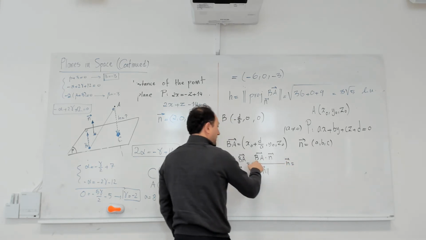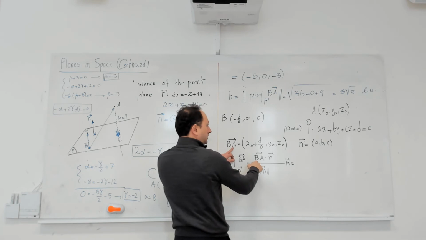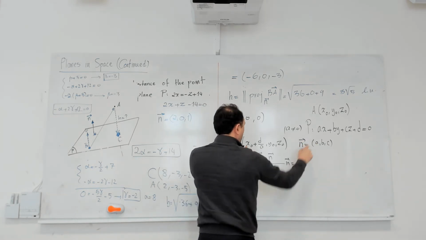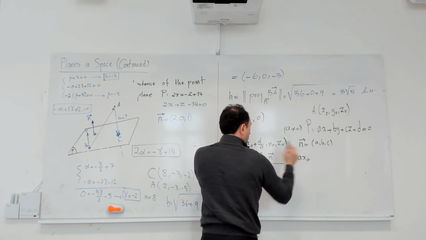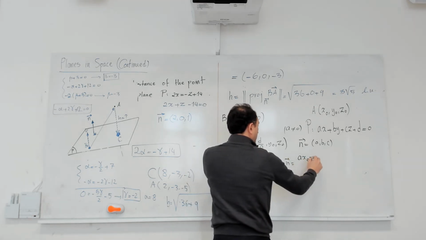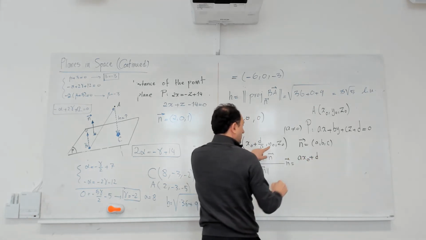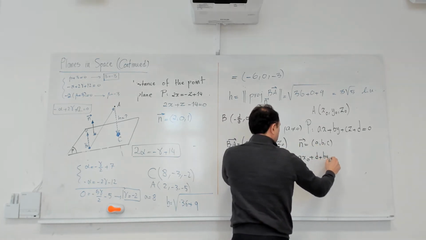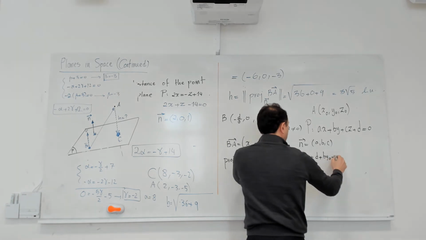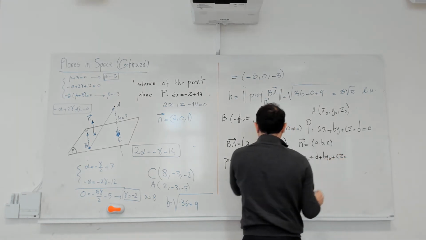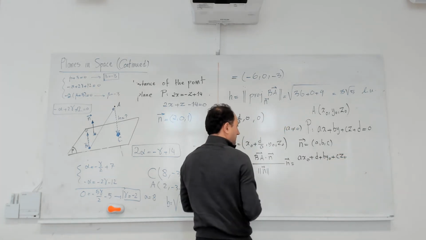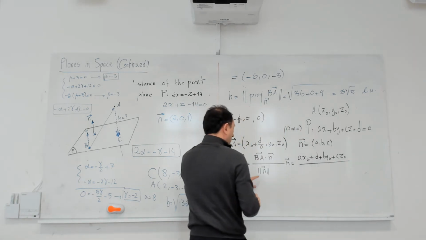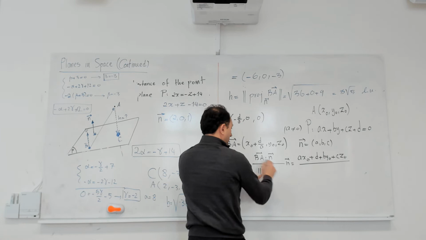And it becomes BA dot N. So this is BA, and I multiply the first component by A, so it becomes A x node plus D, and then B times y node, and then plus C times z node. This is BA dot N. And then divided by, oh sorry, there is the norm of N squared. I forgot to put this.